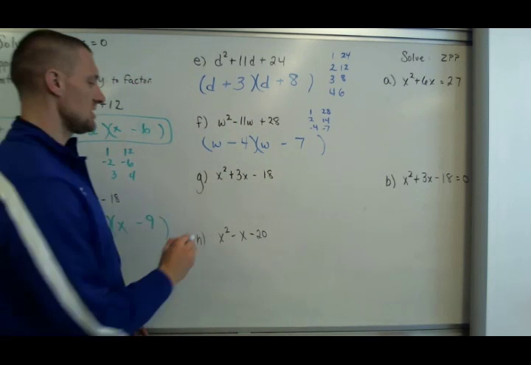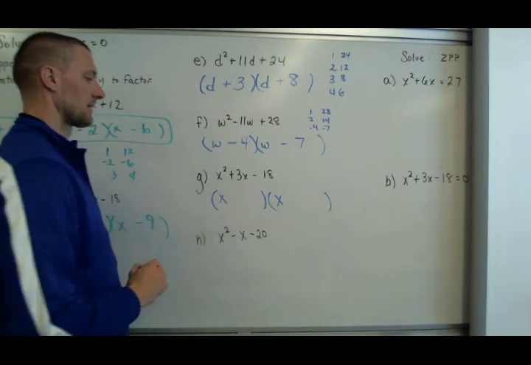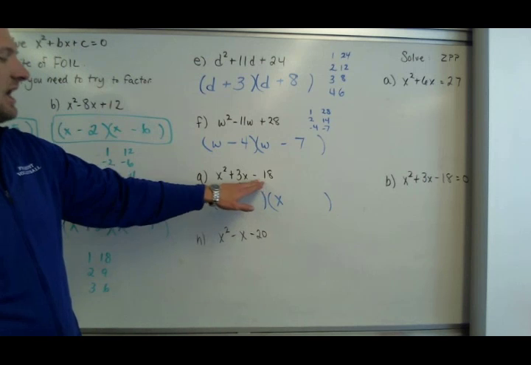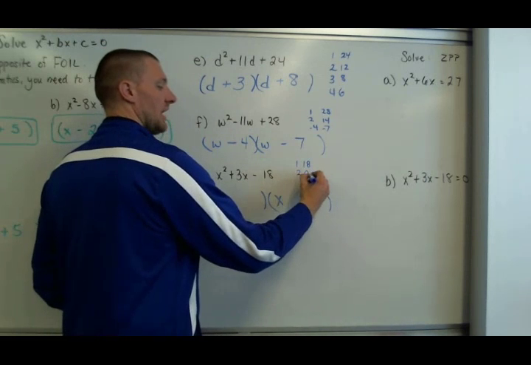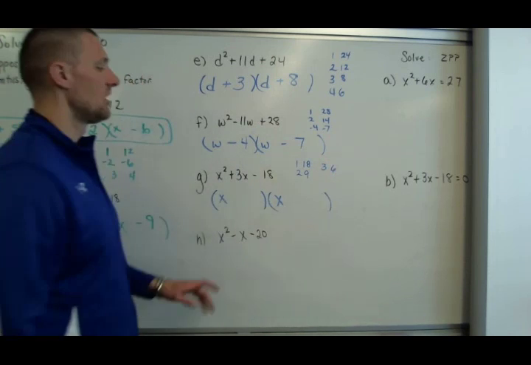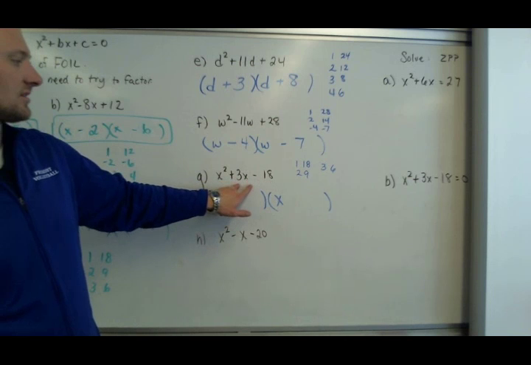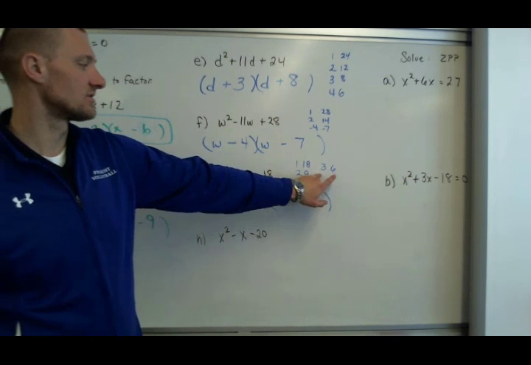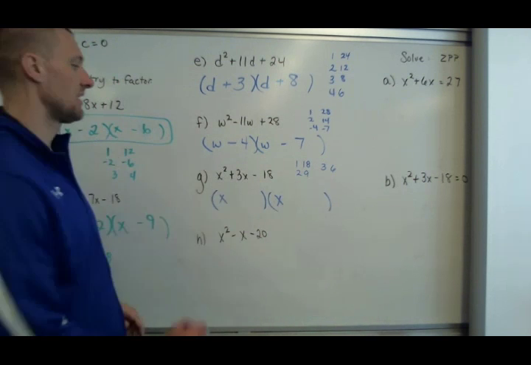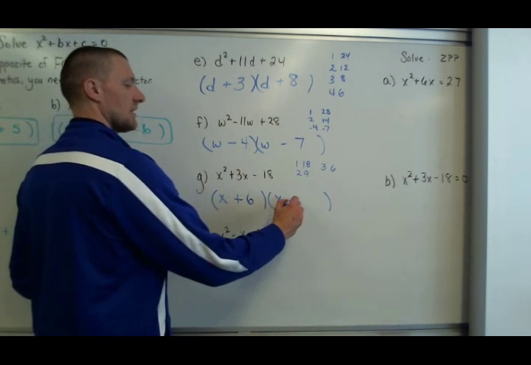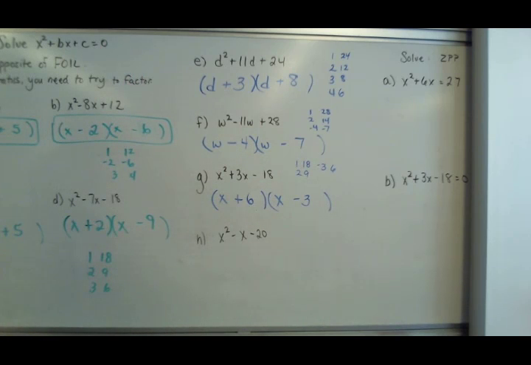Okay, coming down to G. You've got your X and your X. Right? Two things that multiply to 18 have a difference of 3. So 1 and 18, 2 and 9, 3 and 6. Well, I know they have to be opposite signs because this one's a negative. And they need to add up to positive 3. So the ones that have a difference of 3 are right here. And the bigger number gets that sign. So I've got a plus 6 and a negative 3. And there are my final answers.